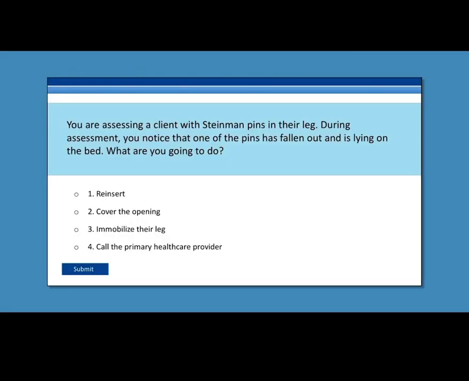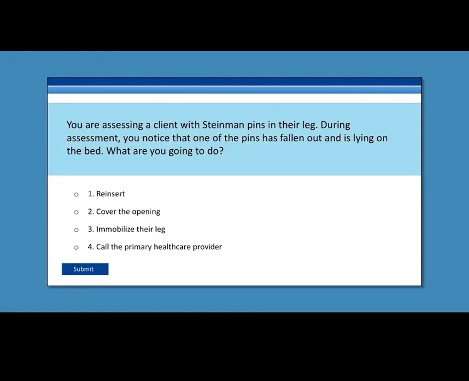Now we have a little critical thinking exercise here. Let's say you are assessing a client with Steinman pins in their leg. During your assessment, you notice that one of the pins has fallen out and it's lying on the bed. What do you do? Reinsert? No, you don't reinsert. If you chose that, you just became an orthopedic surgeon just like that. You don't do that. Besides, it's not sterile anymore, is it?